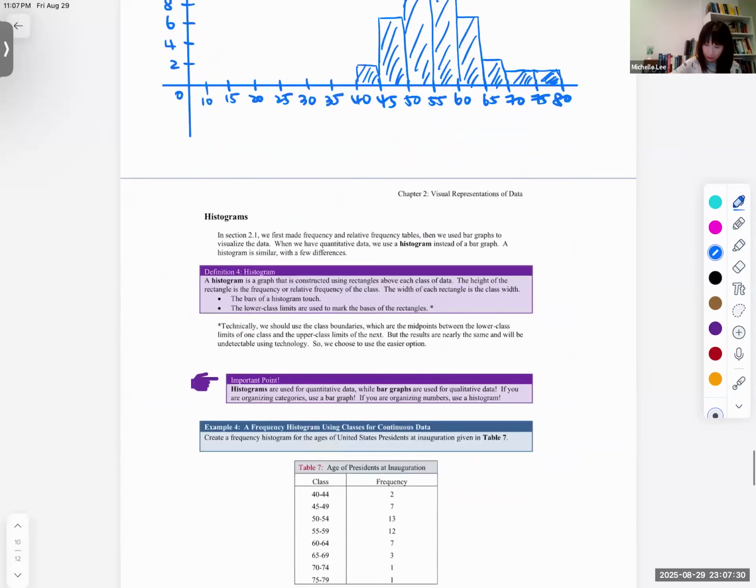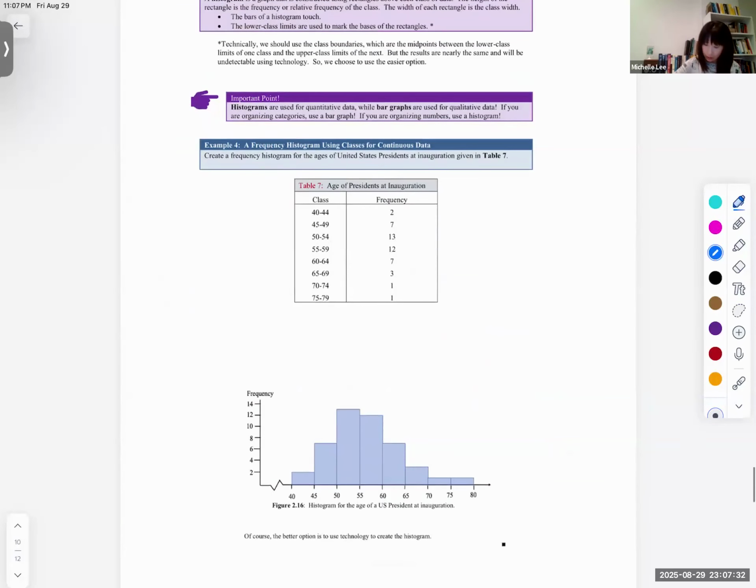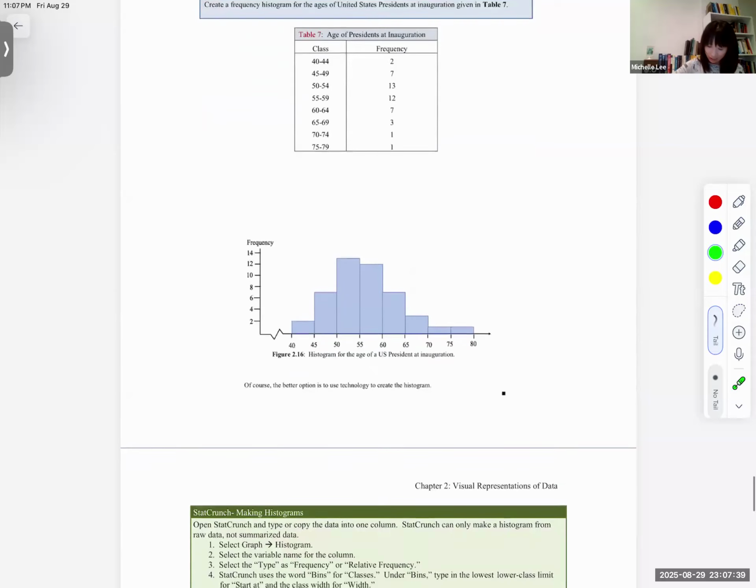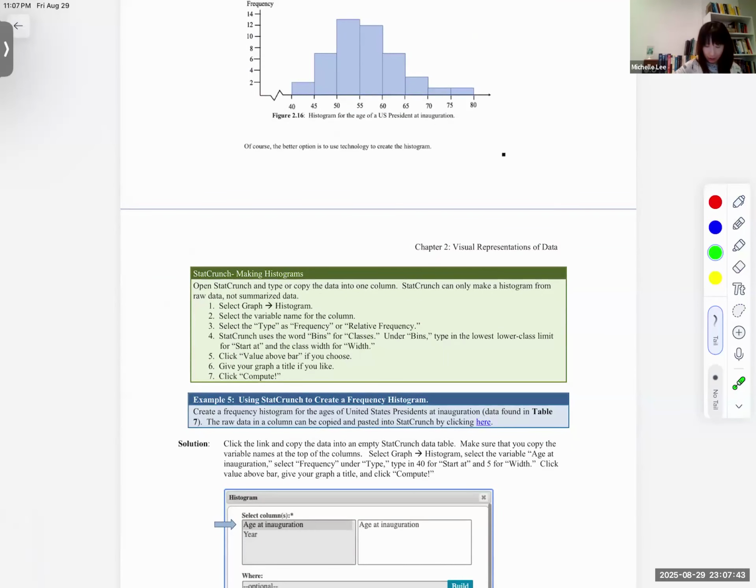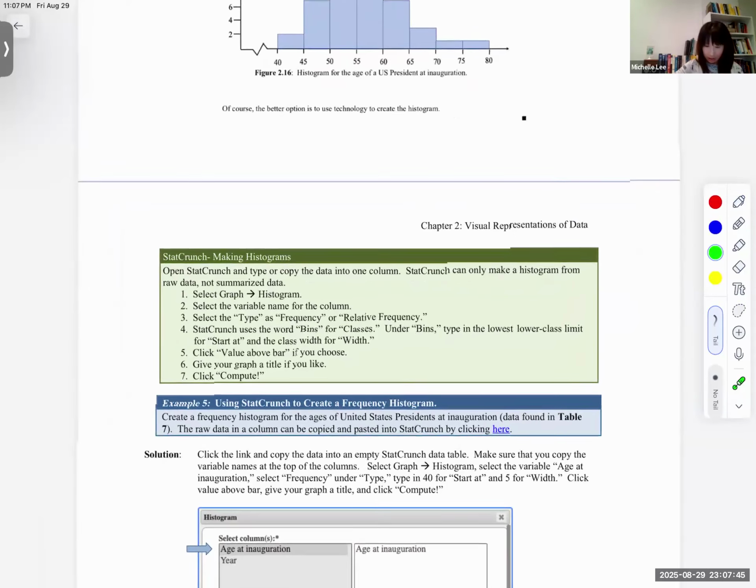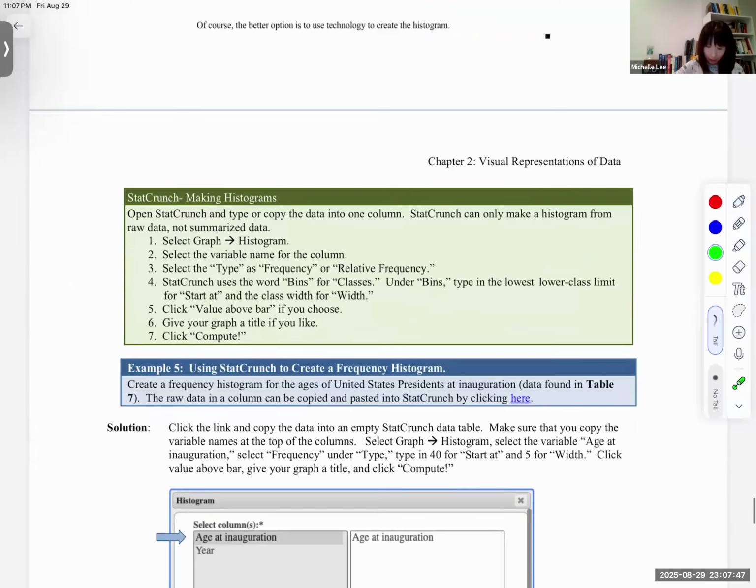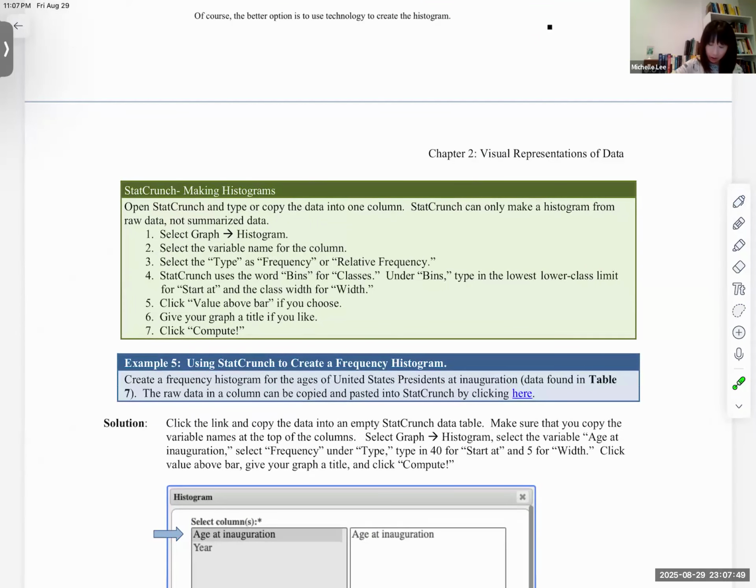We have the answer here. Is it similar with this one? Okay, let's take a look. How about StatCrunch, right? Let's follow the StatCrunch instruction here. How do we graph the histogram by StatCrunch?